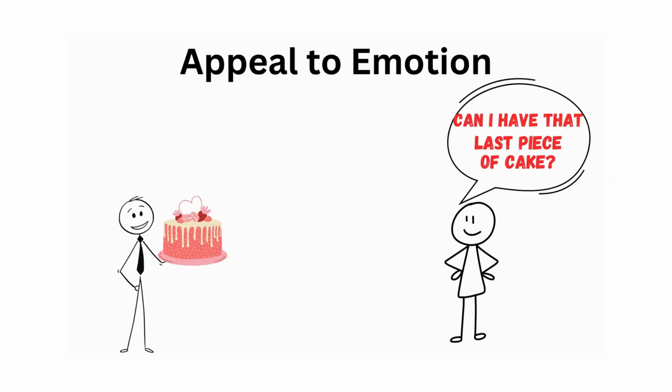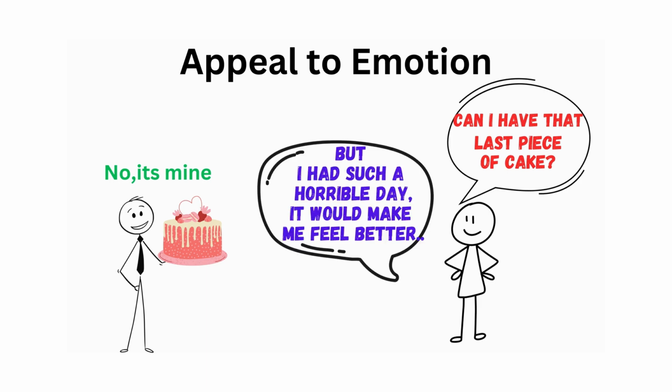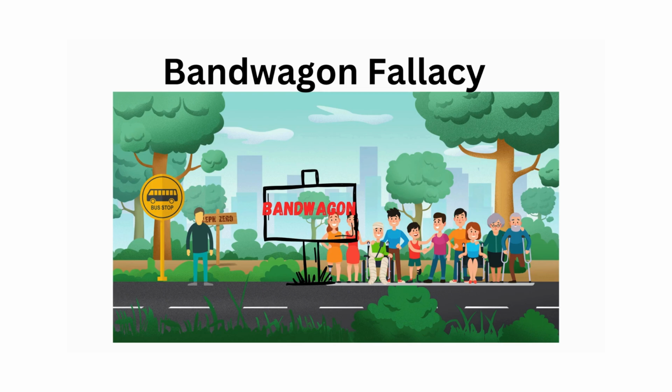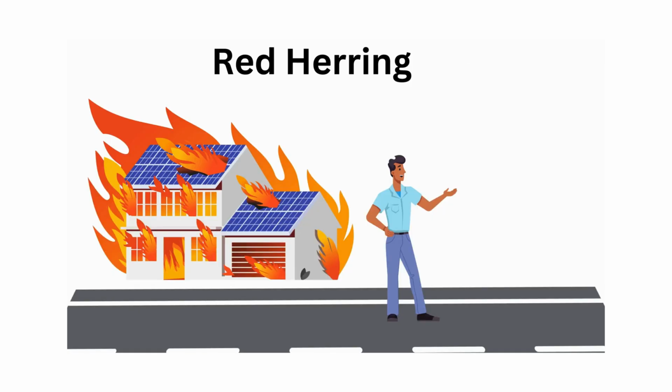Appeal to emotion. This happens when someone tries to manipulate emotions to win an argument instead of relying on facts or logic. Bandwagon fallacy. This occurs when someone argues that because something is popular or widely believed, it must be true or good. Red herring. This is when someone introduces irrelevant information to distract from the main point of the argument.